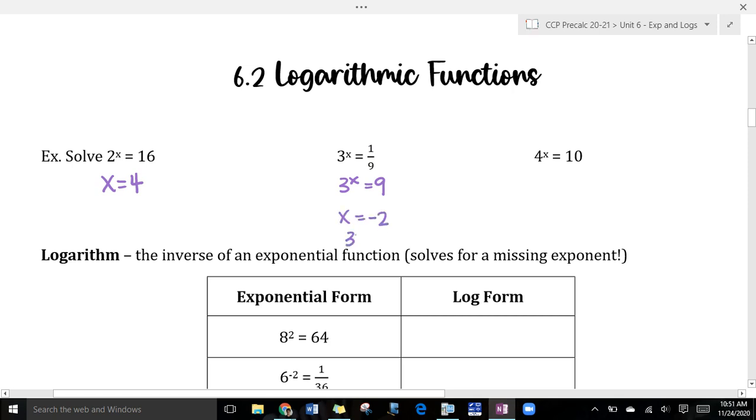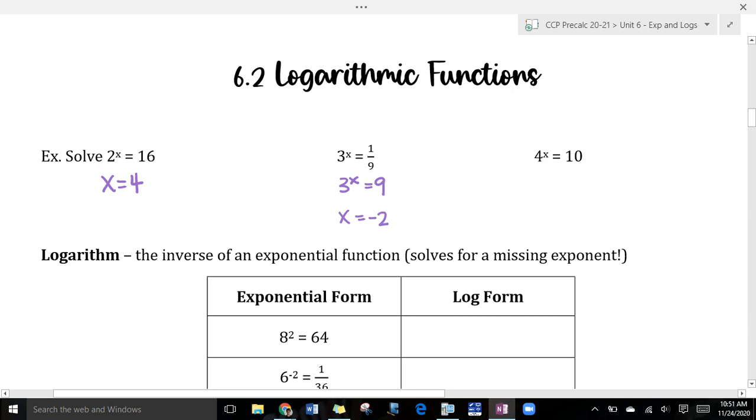Okay, so 3 to the negative 2 means I want to square the 3, but I have to make a fraction out of it. So it's 1 over 3 squared, or 1/9. Okay, so just a quick check. So what about 4 to the x equals 10? All right, do we all know our powers of 4? I know my powers of 4, like 4, 16, 64, 256, I think. I mean, right? But I don't know a power of 4 that equals 10.